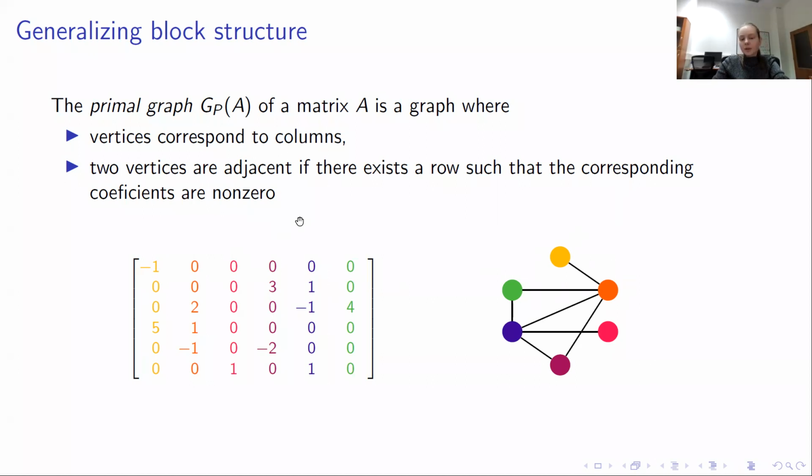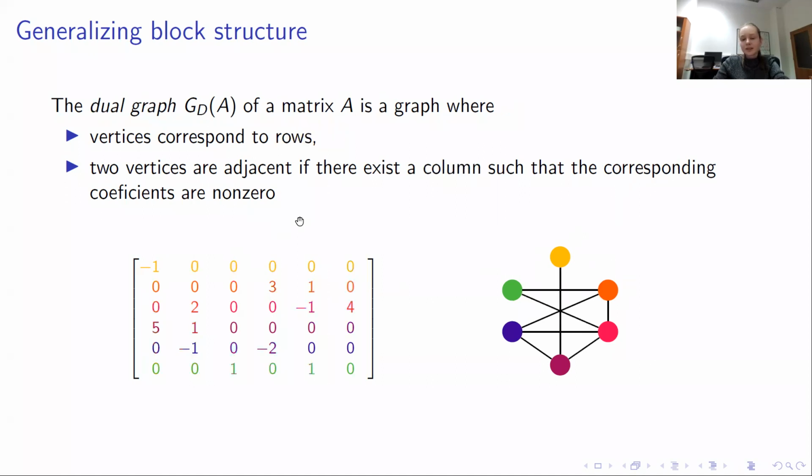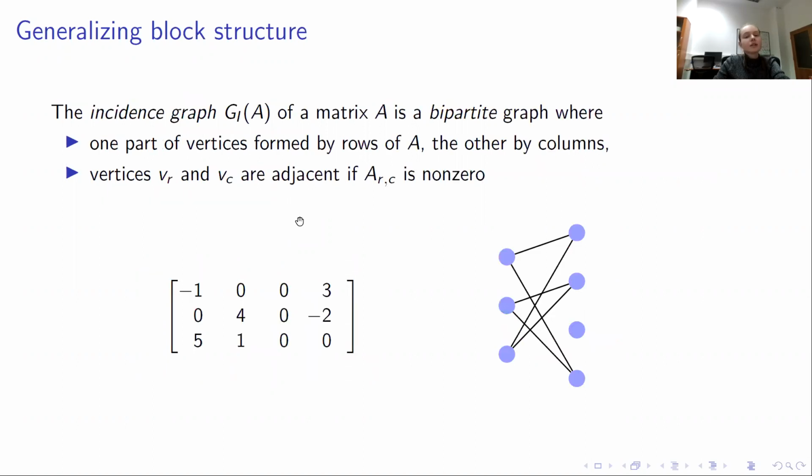Another way I can look at the matrix as a graph is the dual graph. This is defined in the same way as primal, except here the vertices will correspond to rows, and two vertices will be connected by an edge if there is a column such that the corresponding coefficients are non-zero. And for completeness, let me just mention there is also another way that I could express this, and it will be the incidence graph of a matrix, which is a bipartite graph in which one part would be vertices corresponding to the rows of the matrix, the other to columns, and then two vertices of a row and column will be connected by an edge if the particular entry is non-zero. So this is a way how I can view my matrix as a graph.